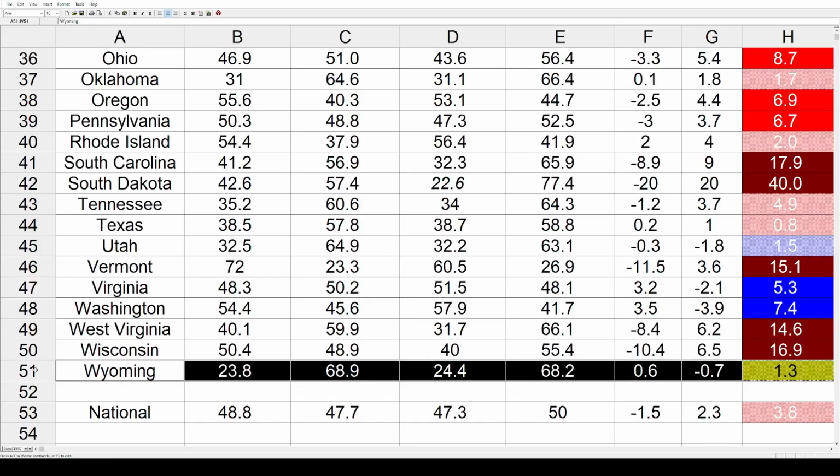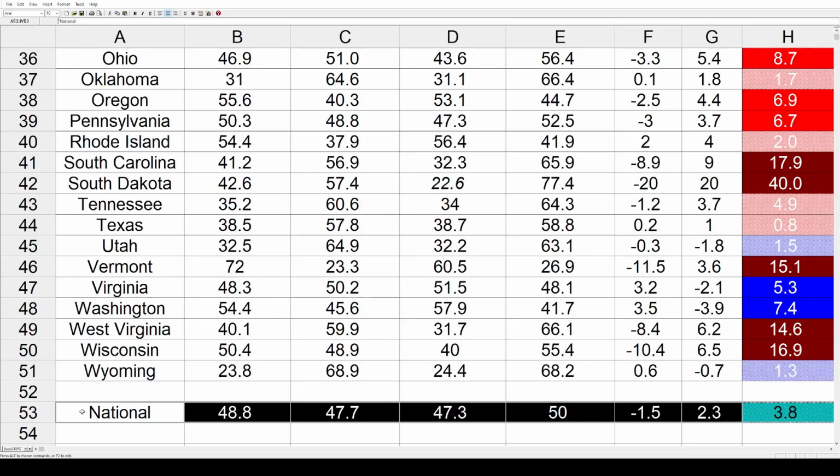And the last state is Wyoming. That shifted toward the Democrats by 1.3. And here's your national shift. That comes out to 3.8 away from the Democrats and toward the Republicans.